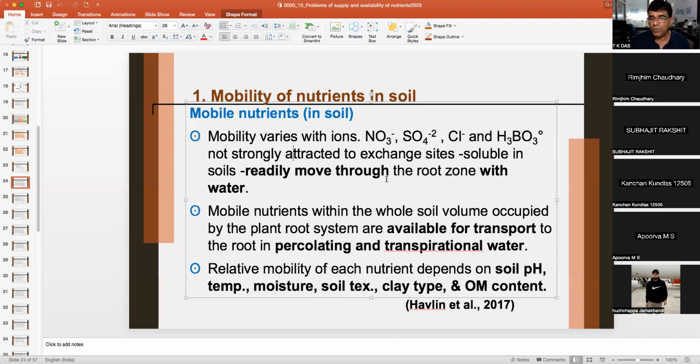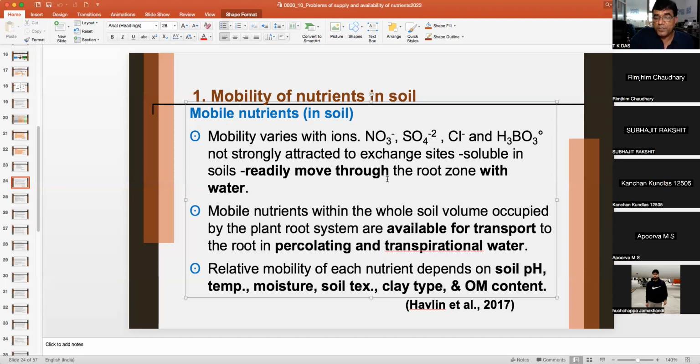Mobile nutrients within the whole soil volume occupied by the plant root system are available for transport to the root in percolating and transpirational water. Means it can move through two means also. If you have applied water on the surface and your roots are deeper, then it can go along with water to the deeper layer of the soils where roots may be there. And it can move upward also with the transpirational water, or you can say with the capillary rise, it can come to the surface of the soil.